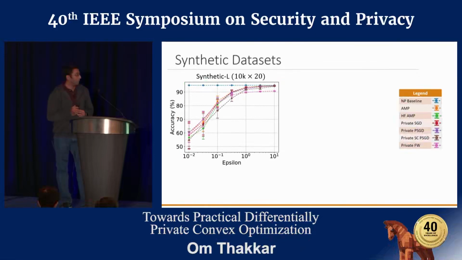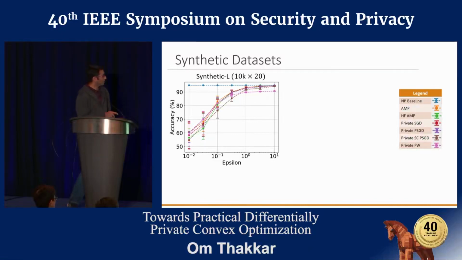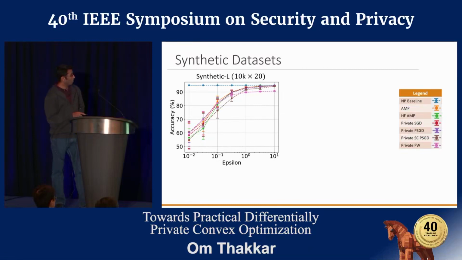So let's start by looking at the results. Here, what I'm showing is the results on the synthetic data set that is low dimensional. On the x-axis, you have epsilon, which goes from a very high privacy level to a lower level. On the y-axis, you have the accuracy on the test set. The blue plot on the top represents the non-private baseline. And it's difficult to see the different algorithms in this plot as they're very crowded together.